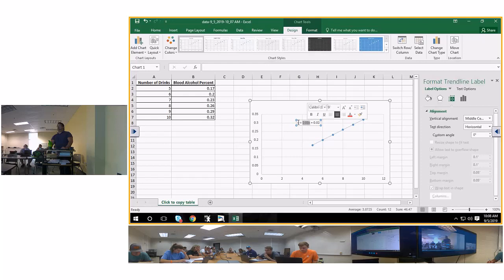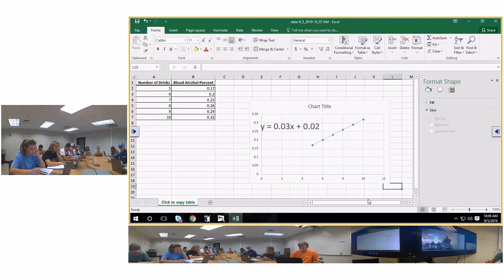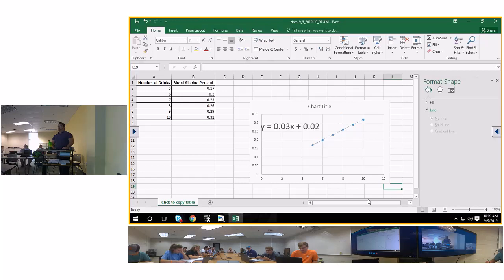Hold on a second. I'll make it bigger. I know somebody's going to complain. There. So there is your slope and your what? Y-intercept. Now, if you want to do it that way, you can do it that way, or we can do it by hand.